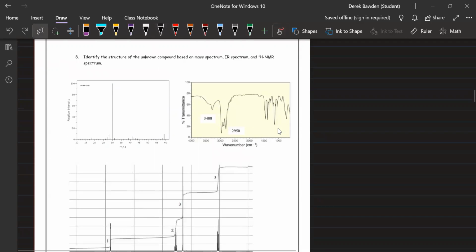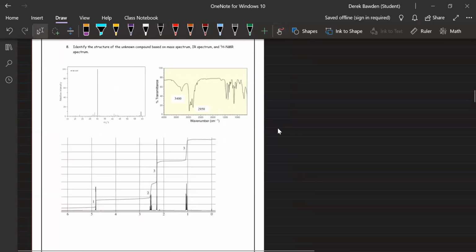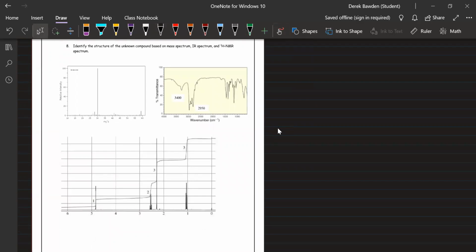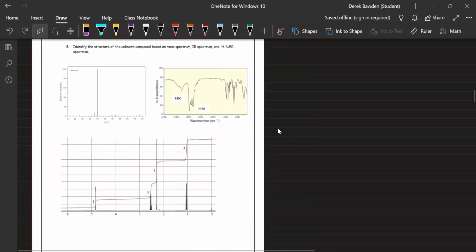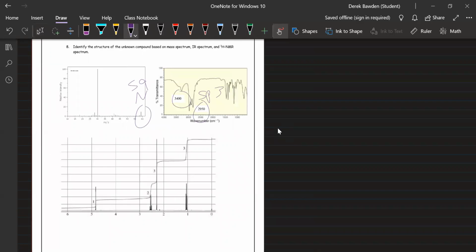All right, let's do this next one. Identify the structure based on these graphs, okay? So what is our molecular weight here? 59. All right, what did I just say? Nitrogen? Yeah, we got a nitrogen, 59. Okay, we've got our sp3s. And what is this 3400? Does anyone remember? Amine. Yeah, it's an amine.